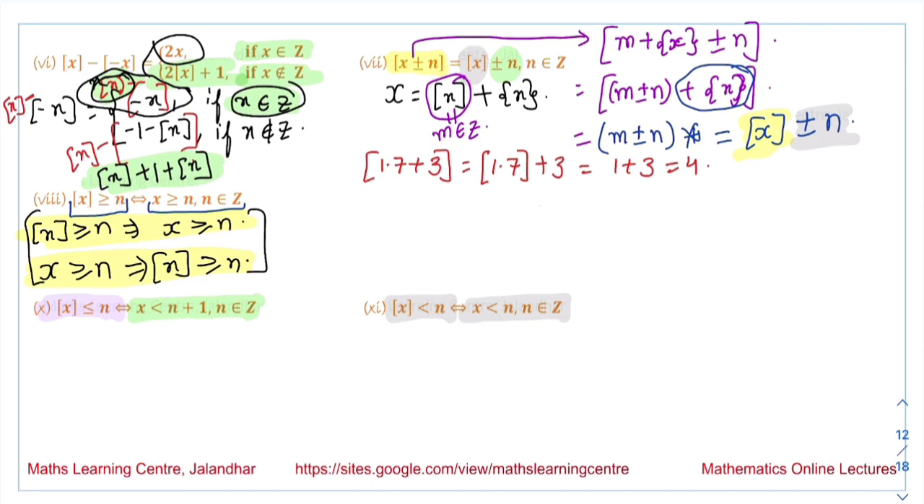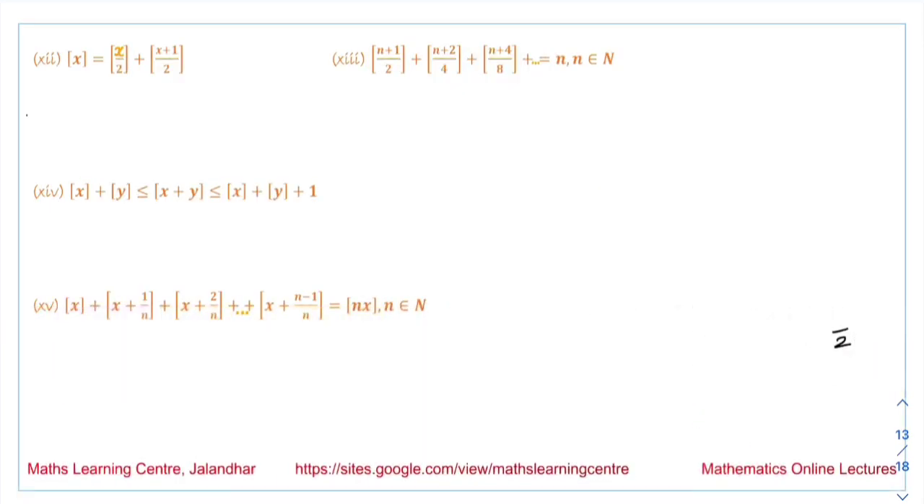Now the next property we have is that greatest integer of x is equal to greatest integer of x by 2 plus greatest integer of x plus 1 by 2. So we are having two cases. One, either x is an integer. So suppose x by 2 is equal to an integer, and that is equal to n. So what we get is that x is equal to 2n.